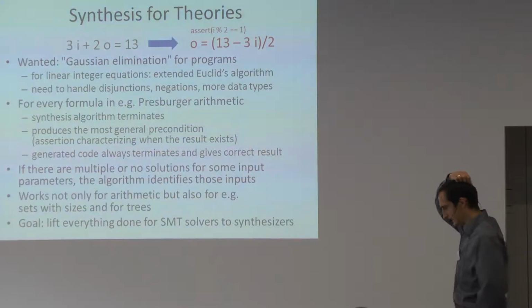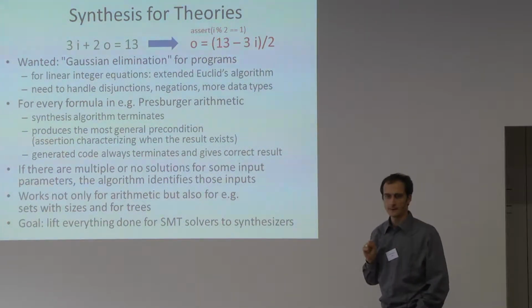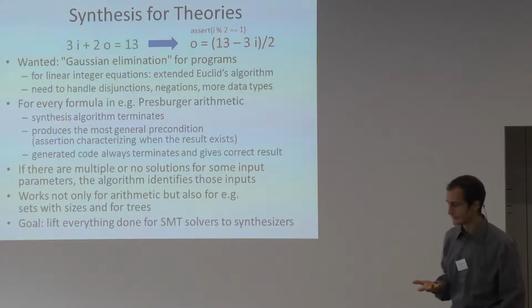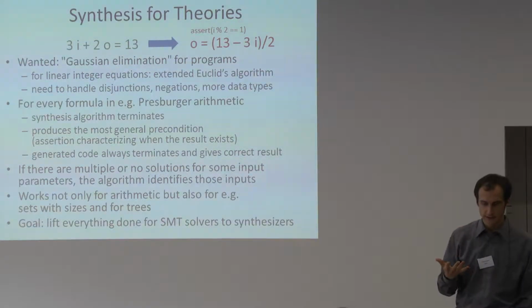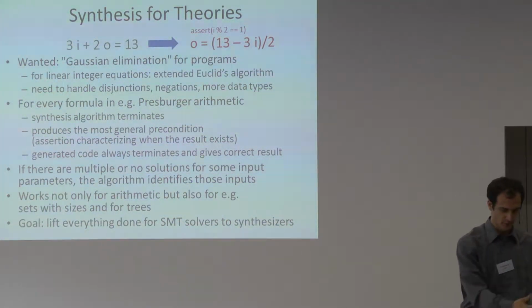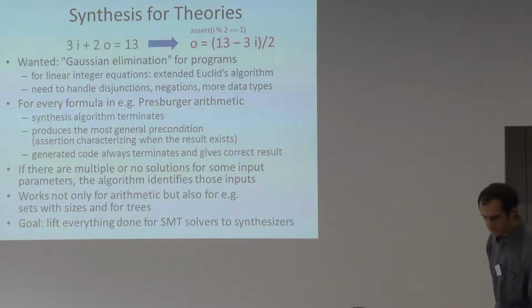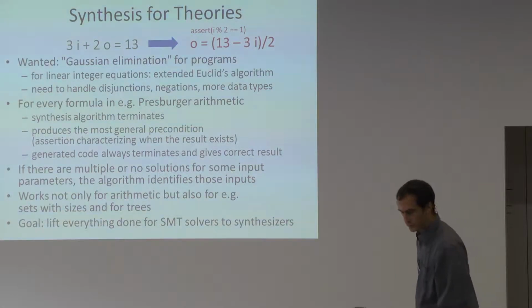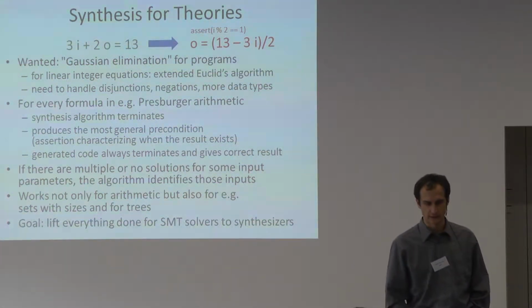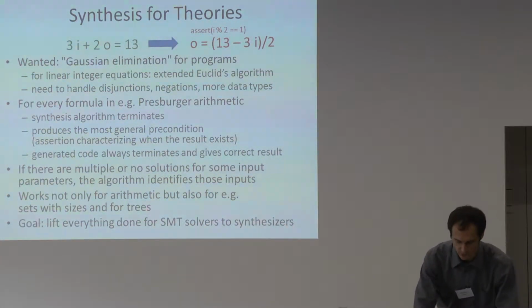Okay, so what is the idea of doing these kinds of compilation steps, transforming relations into functions for, let's say, decidable theories? You can think of it as doing Gaussian elimination, but for certain classes of programs. And certain classes of programs do correspond to certain kinds of equations. So for integer equations, you could use Euclid's extended algorithm that computes the characterization of the set of solutions.